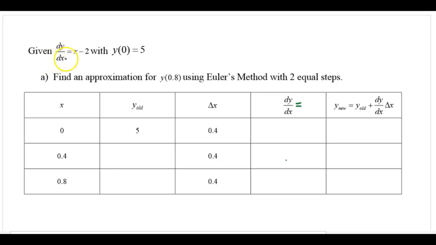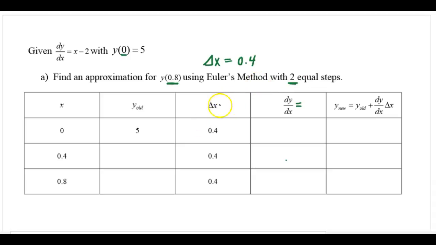In this next example, we've been given dy/dx is x minus 2 with y of 0 equal to 5. And we're asked to find an approximation for y of 0.8 using Euler's method with 2 equal steps. In this problem I have not explicitly been given my delta x, and we have to calculate it. If I want to get from an x value of 0 to an x value of 0.8 with 2 equal steps, that means I have to go up 0.4 every time. So my delta x is 0.4, right? Essentially we're just taking where we want to be minus where we were and dividing by the number of equal steps we want to take to get there.